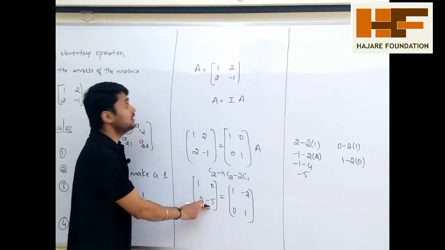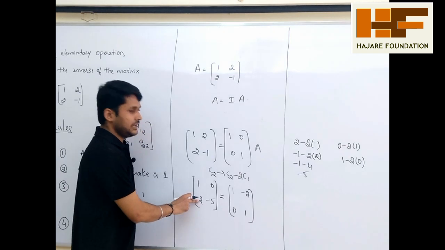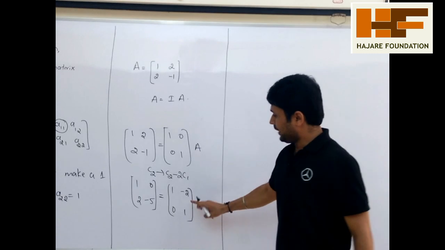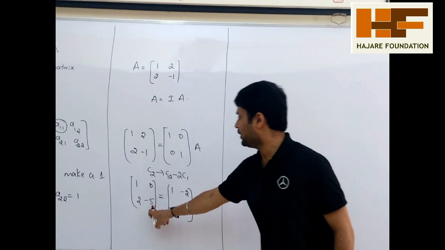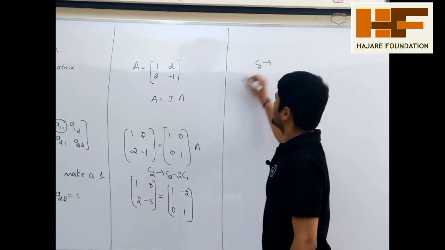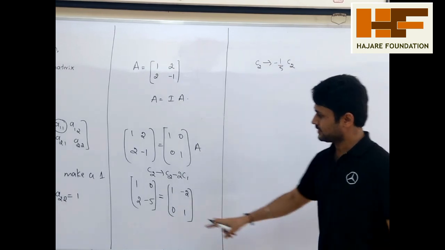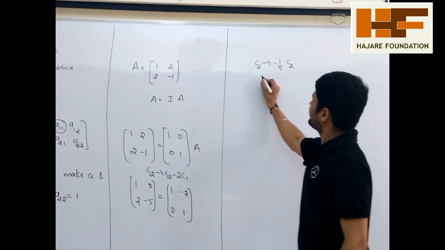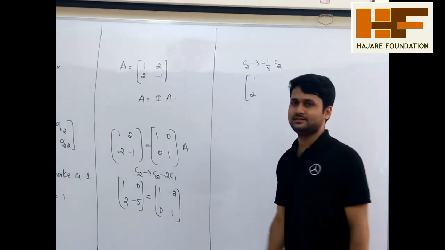After that, the A22 element is made a 1, and the A21 element is made a 0. Go to the next operation. We have to make this element a 1. C2 changes to minus 1 by 5 C2. C2 means the second column. We have to make this element a 1. Write the first column as it is: 1, 2, 1, 2 as it is.